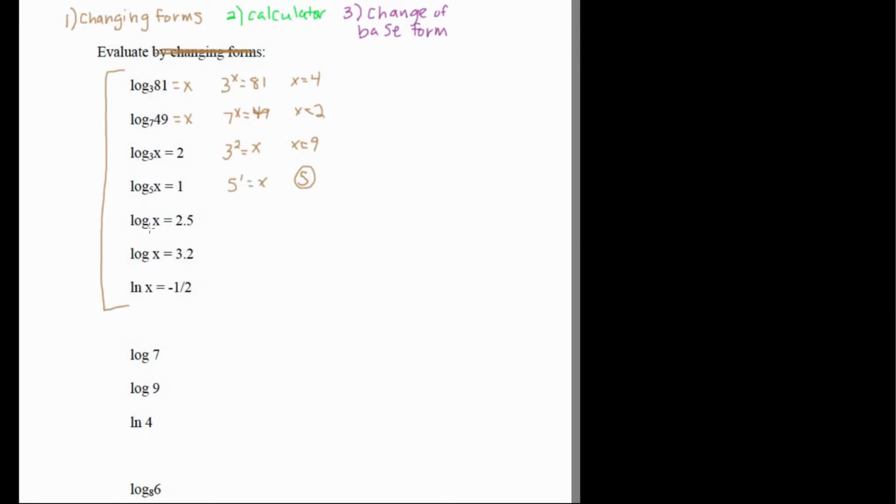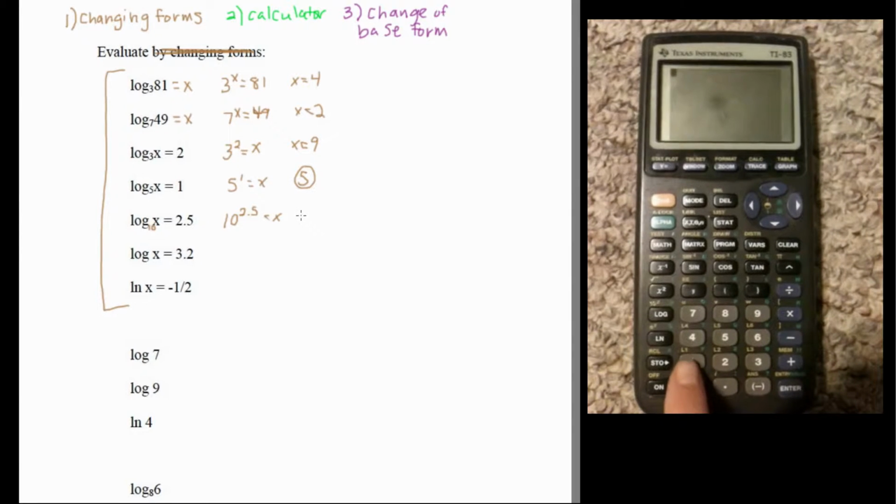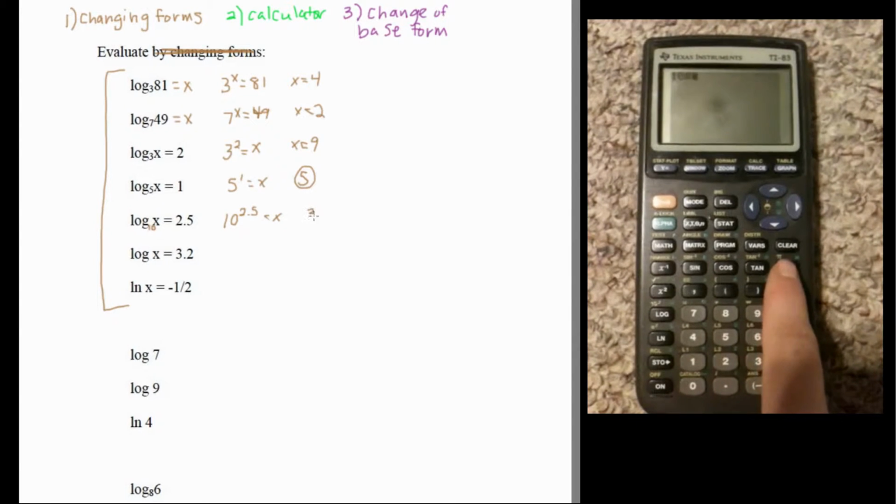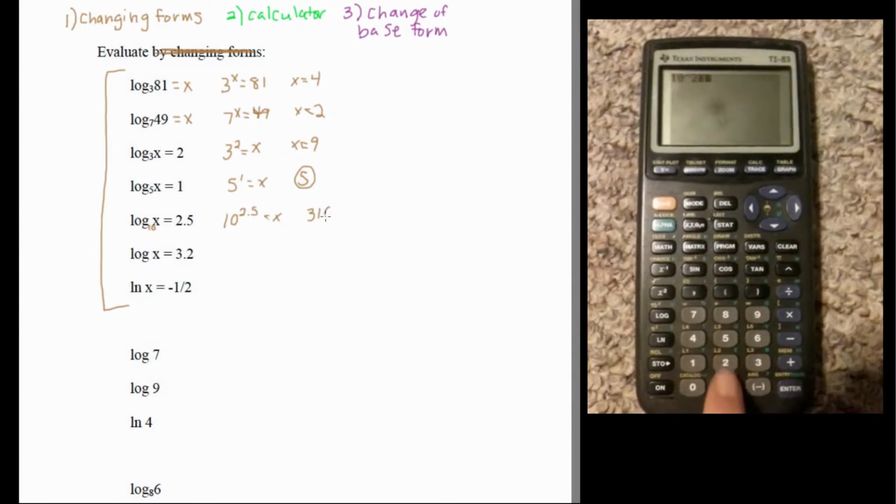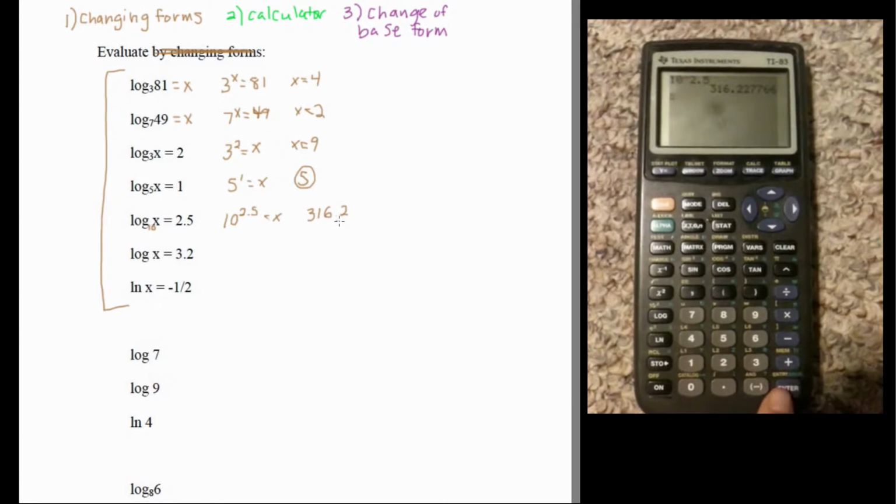Okay, now in this one, there's no base here, so that assumes that 10 is the base. So when we change forms, we'll have 10 to the 2.5 power equals x. That one we'll probably have to use a calculator for. We'll have to put into our calculator 10 to the 2.5 power, and we get 316.2-ish.